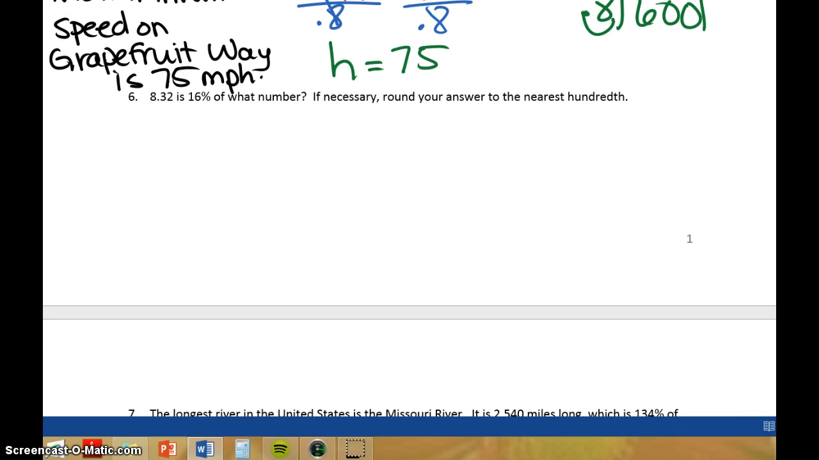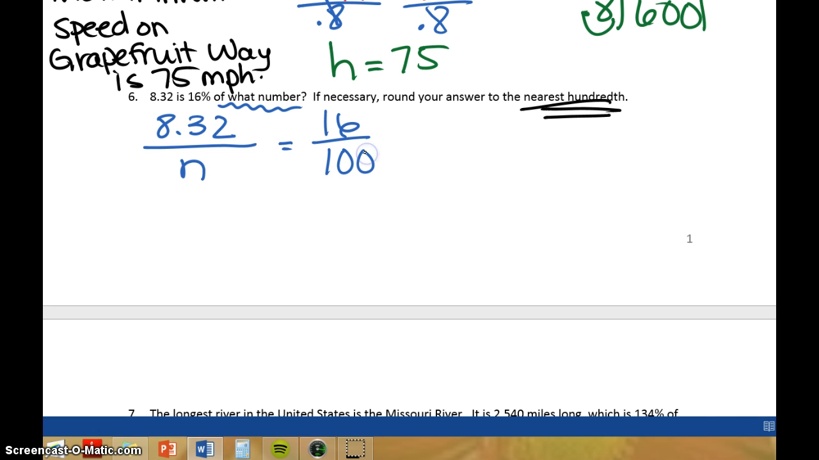8 and 32 hundredths is 16% of what number? If necessary, round your answer to the nearest hundredth. So that's 2 decimal places. So what I'm going to do is set up a proportion. 8.32 is my is. Now, of what number is what I'm trying to find? So my of would be n, equals 16 over 100, which is percent over 100. So I'm going to write that up in the corner just in case we need to remember that. Is over of equals percent over 100.